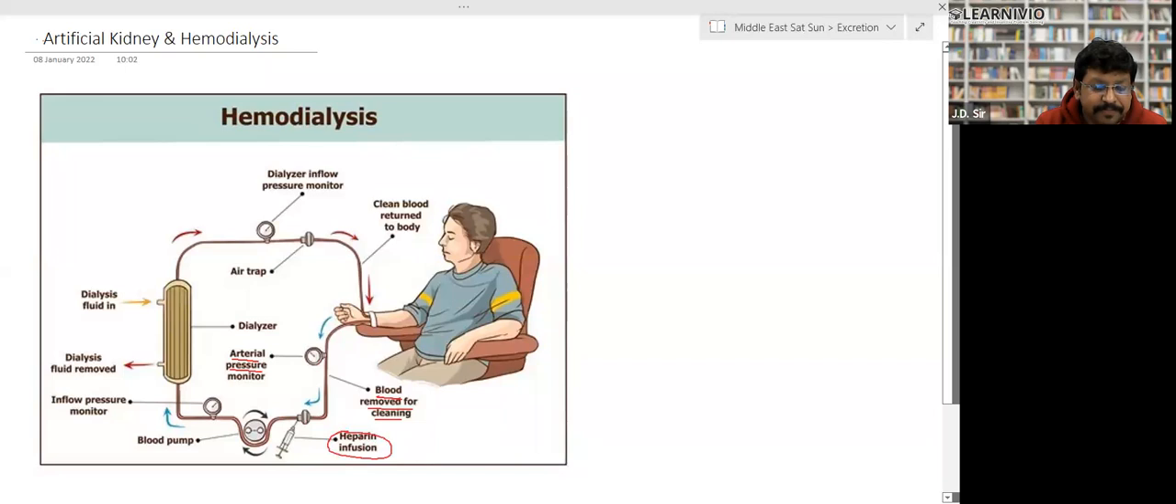What is heparin? Atif, what is heparin? Samara, any idea? Heparin? Come on. Minashi, heparin? In the circulatory system, we did it. Before excretion, we did it. We have completed the circulatory system, guys.